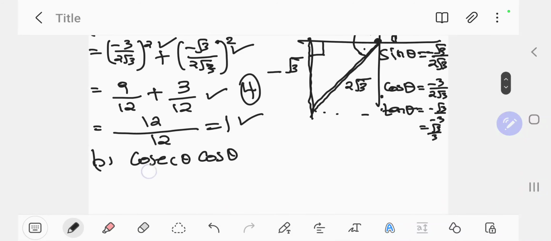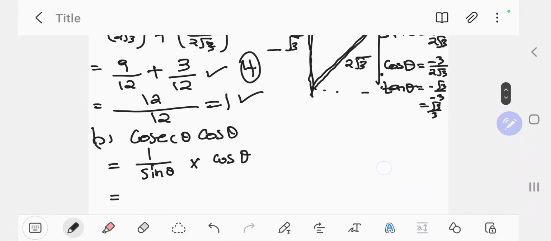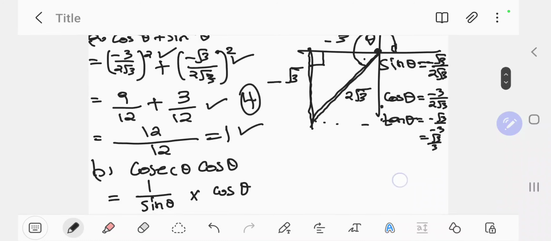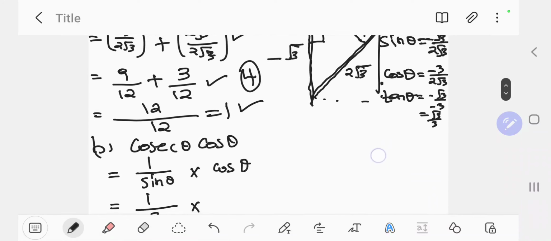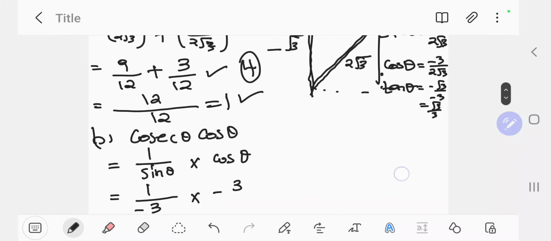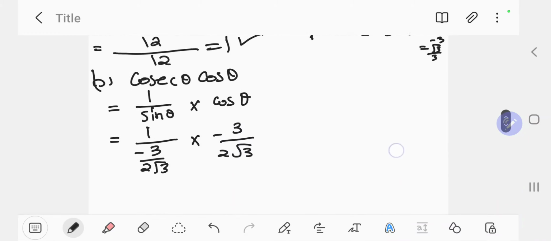So from here, 1 over sine theta multiplied by cos theta equals sine. All right, guys, this is what you're going to do. You're just going to say 1 over. So we must look for the sine theta. It's negative 3 over 2 root of 3. Negative 3 over 2 root of 3 multiplied by your cos theta. It's going to be negative 3 and then over 2 root of 3 there.